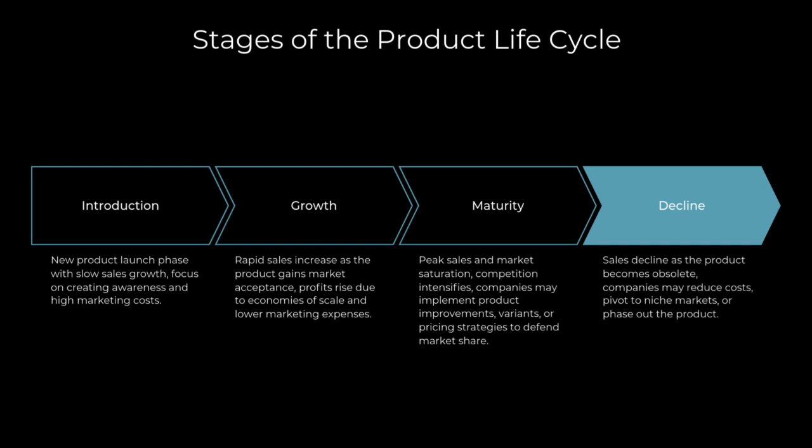Maturity. This is the longest phase, where the product reaches peak sales. The market becomes saturated, and growth slows as competition intensifies. To maintain market share, companies may introduce improvements, create product variants, or adjust pricing.